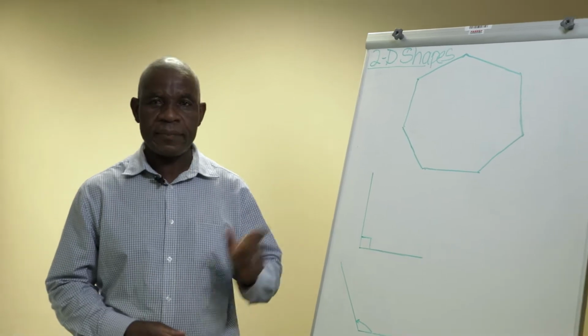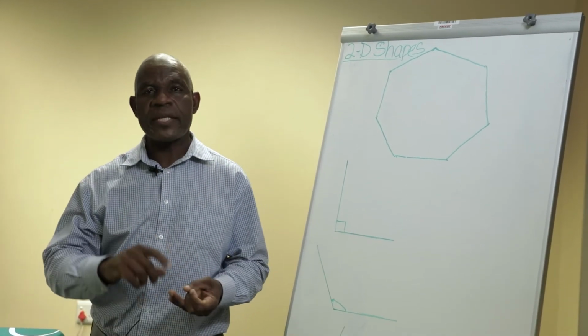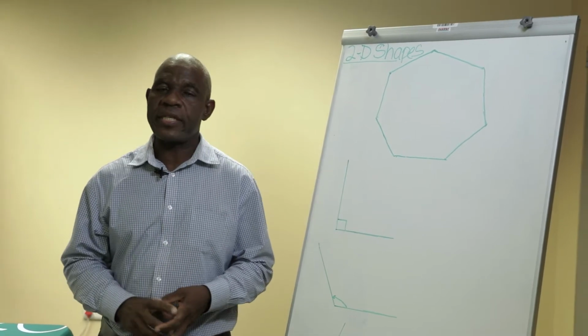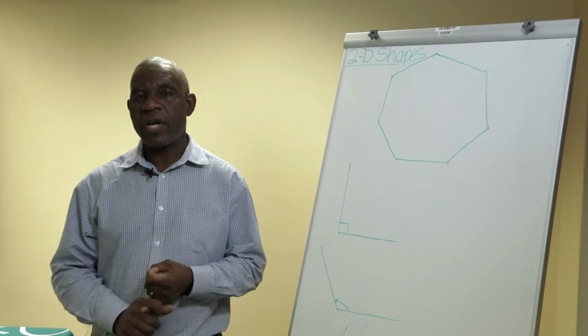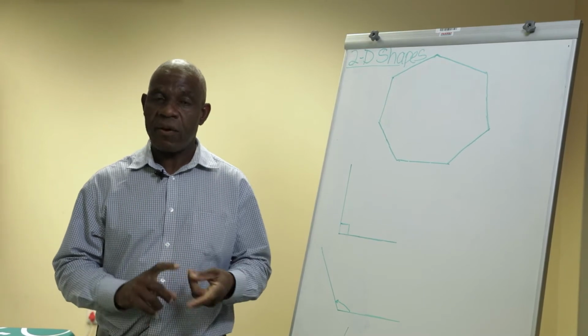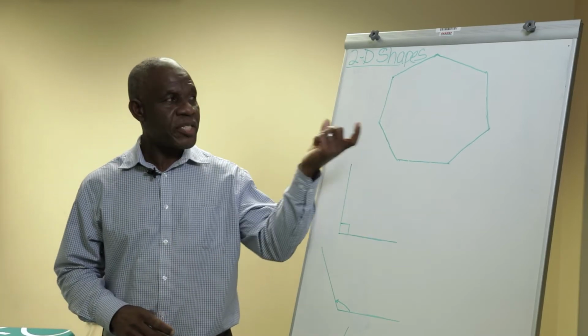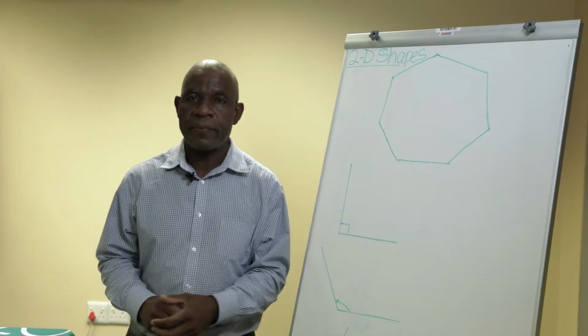Remember, for this lesson, we need to ensure that our learners are familiar with the 2D shapes that have been introduced in grade 4, such as triangles, rectangles, squares, and other quadrilaterals. So in grade 5, there is an addition of a heptagon.